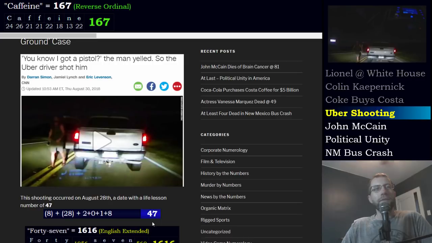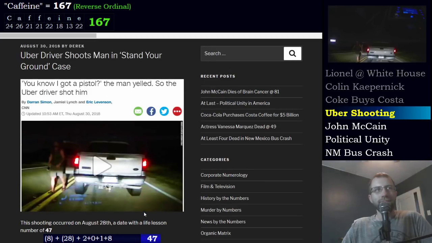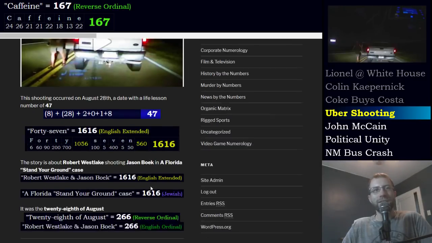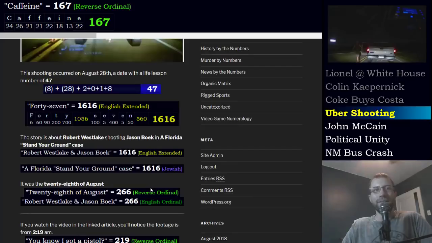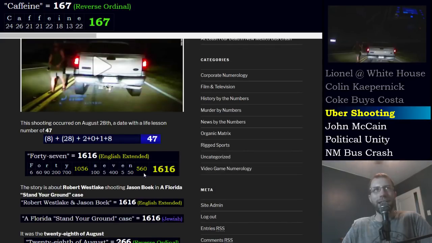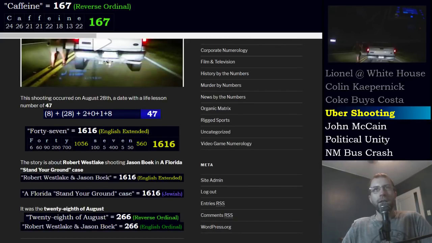So we get Uber in the news yet again. And all of these stories are constructed by the numbers when it comes to Uber. And usually it's centered around the number 19, which is sort of the case here. We'll talk about that in a little bit. But here's what really stuck out to me about this story. First of all, the shooting occurred on a date with a life lesson number of 47.